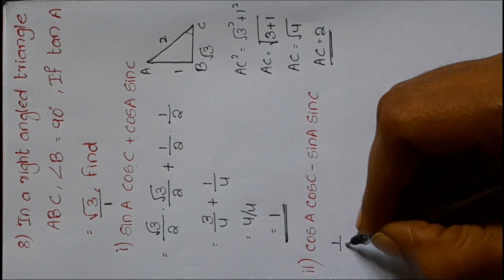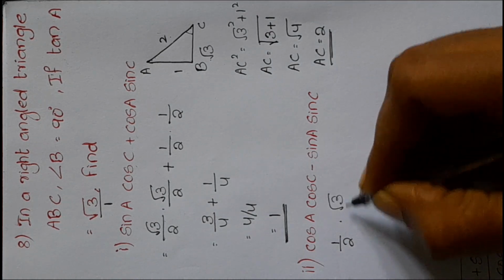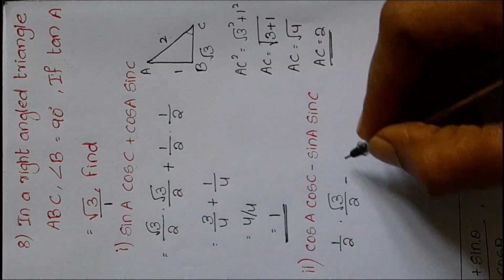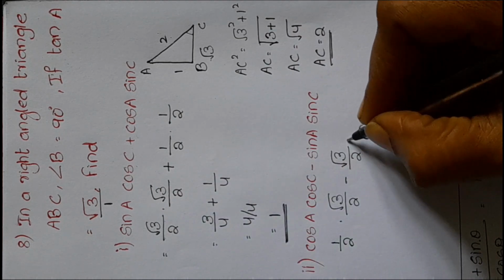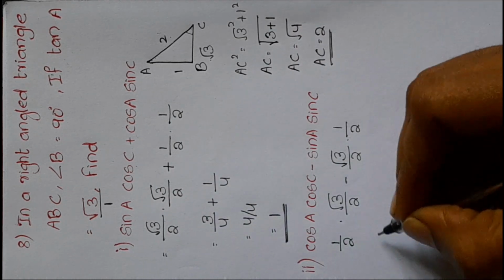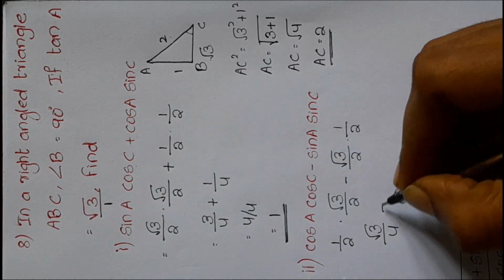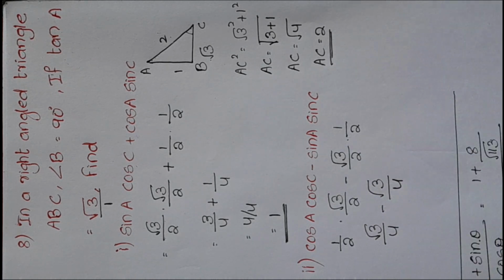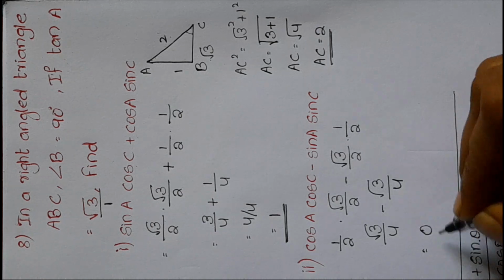The second question is cos A cos C minus sin A sin C. Cos A value is 1 by 2. Cos C value is root 3 by 2. Minus sin A value is root 3 by 2 into cos C value is 1 by 2, which becomes root 3 by 4 minus root 3 by 4, which is equal to 0 is the solution.